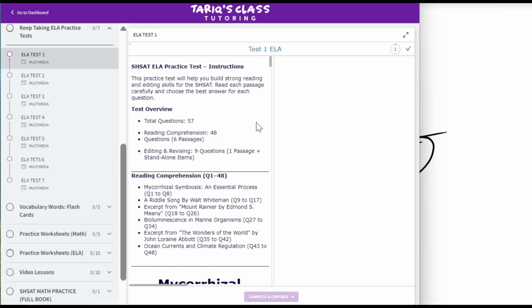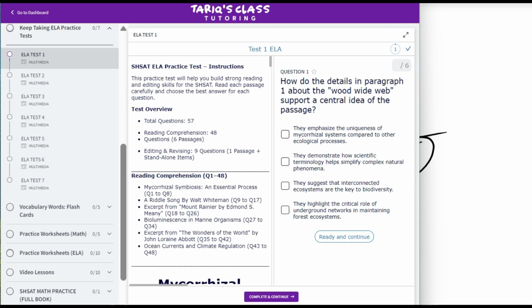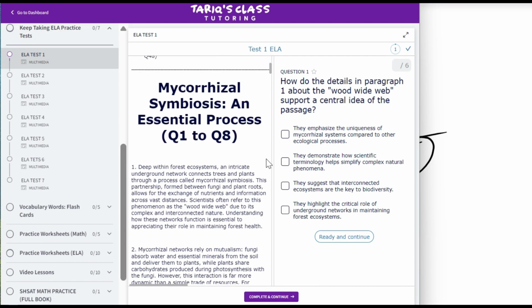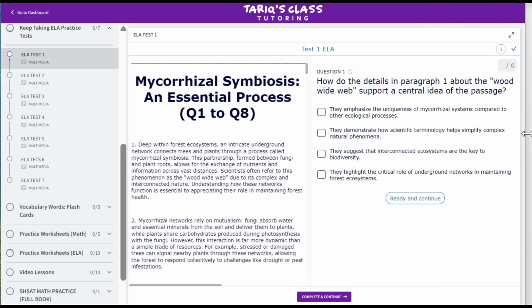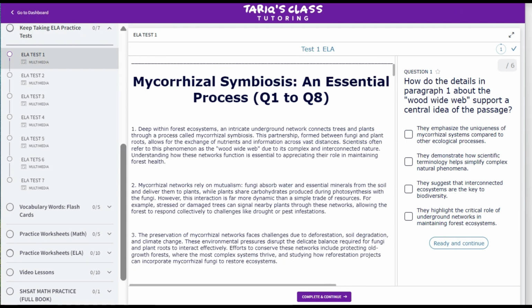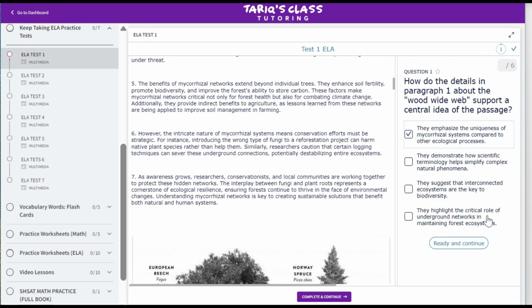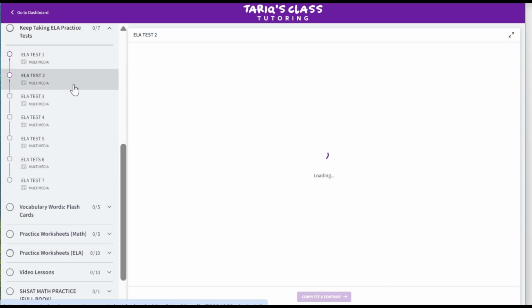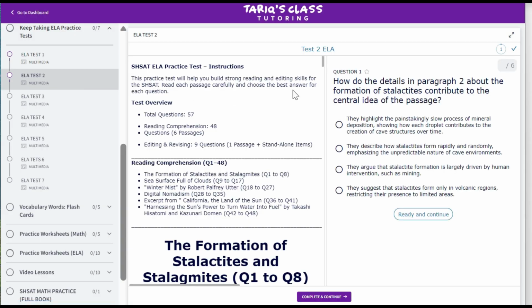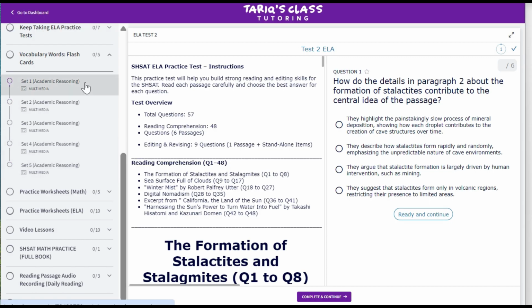The ELA tests. How does it look? Oh, wow. Like the new SHSAT test, you can see how it looks. All right. And this is also an adaptive system, like the way you will be doing practice test 2. The best part is you can see how much you can score out of 350. And there are a lot more practices.